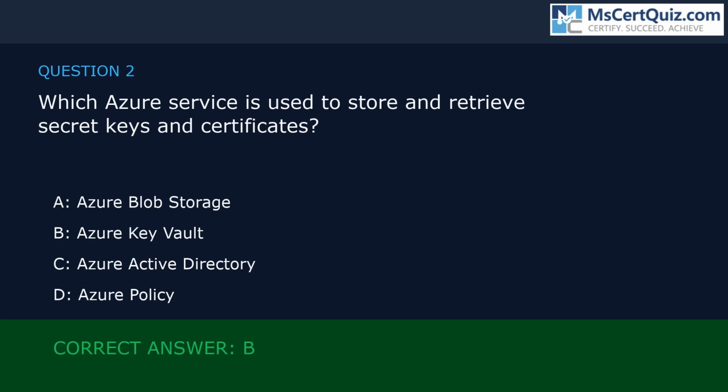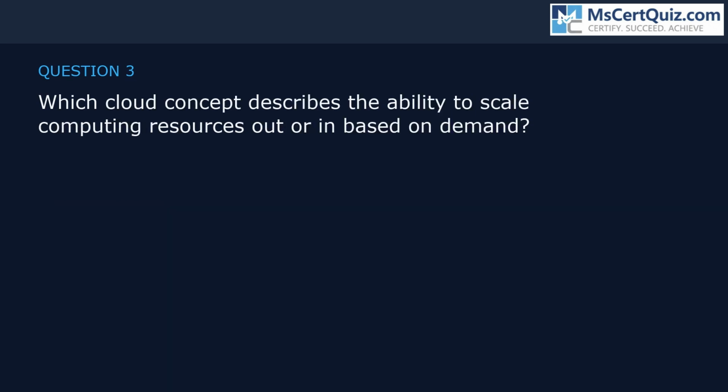Question 3. Which cloud concept describes the ability to scale computing resources out or in based on demand? Option A, high availability. Option B, fault tolerance. Option C, elasticity. Option D, predictability.